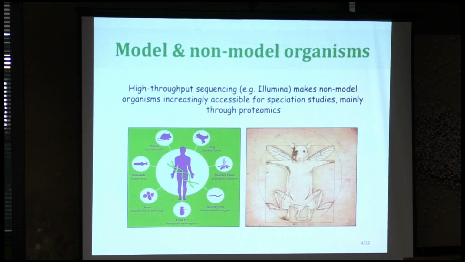What I want to say is that speciation using genetic resources was mainly studied before in model organisms such as human and mouse. However, with high throughput sequencing techniques such as Illumina, now you can also study speciation in non-model organisms, and that's mainly what we call speciation genomics.